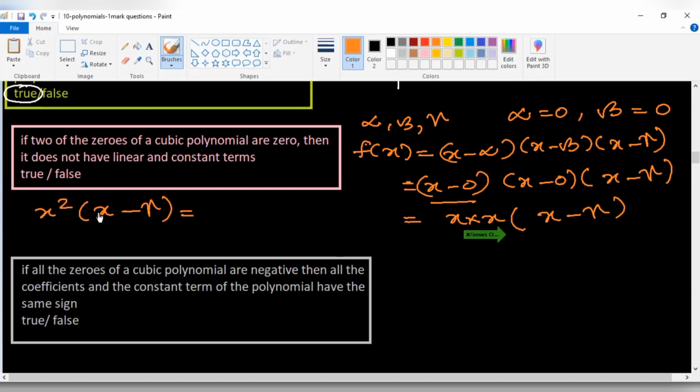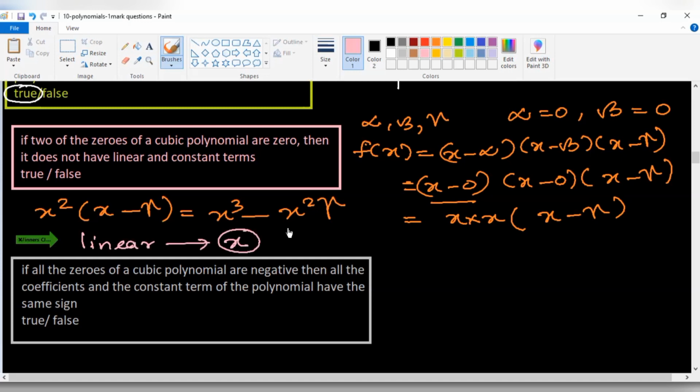Now let us expand it. x into x is x cube, x square into gamma, that is minus x square gamma. This is the required polynomial. Here we can see that there is no constant term, there is no linear term. Linear term means the term with x. There is no x term here, right? So there is no linear term and there is no constant term. So this given statement is actually true.